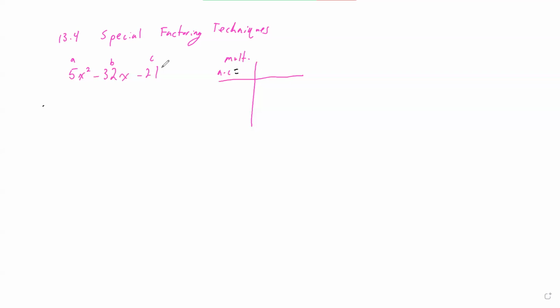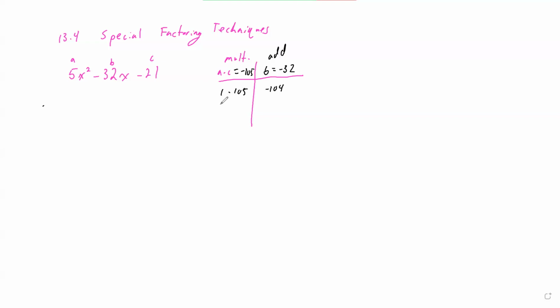That would be 105, or actually negative 105. And then I'm still trying to add to negative 32. So again, just go through the process. 105. You're trying to multiply to a negative, so one has to be a negative, and you're adding to a negative, so the bigger number has to be negative. But that gives me negative 104.